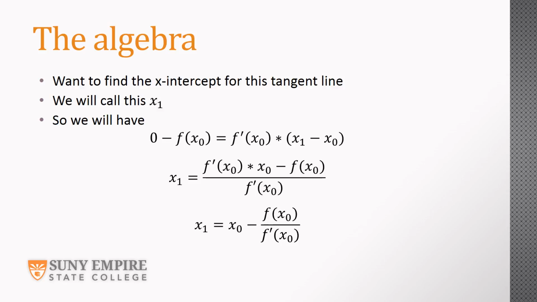We have 0 minus the function at x sub 0 equal to the derivative at x sub 0 multiplied by the quantity x sub 1 minus x sub 0. Solving this equation for x sub 1, we get the quantity of the derivative multiplied by x sub 0 minus the function value, divided by the derivative. Simplifying, we have x sub 1 equal to x sub 0 minus the function value at x sub 0 divided by the derivative at x sub 0. This formula sets up Newton's method for finding the roots of a function. Let's see an example.